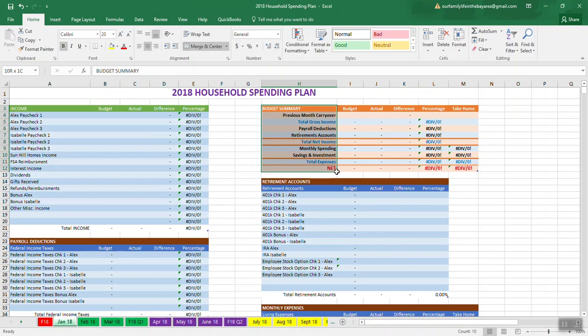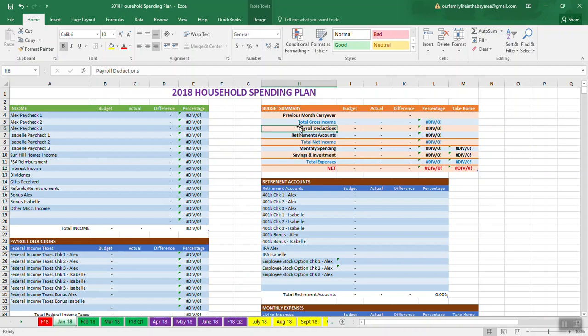And this part here is a summary of the categories that are in our budget. So we have a previous month carryover. We function on a $0 budget, so usually the previous month carryover will be zero. And then there's the total gross income, the payroll deductions, retirement accounts, and total net income, which is our take home. And then monthly spending and savings and investment and total expense and the net. The net usually will be $0 just because it's a $0 based budget.